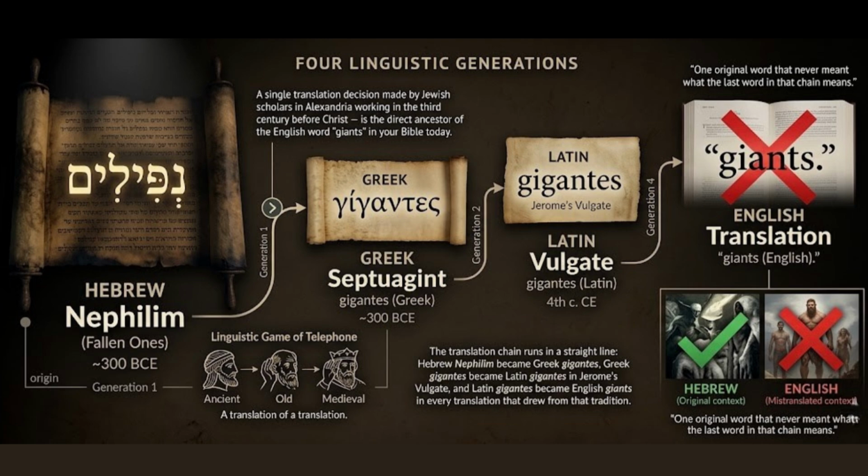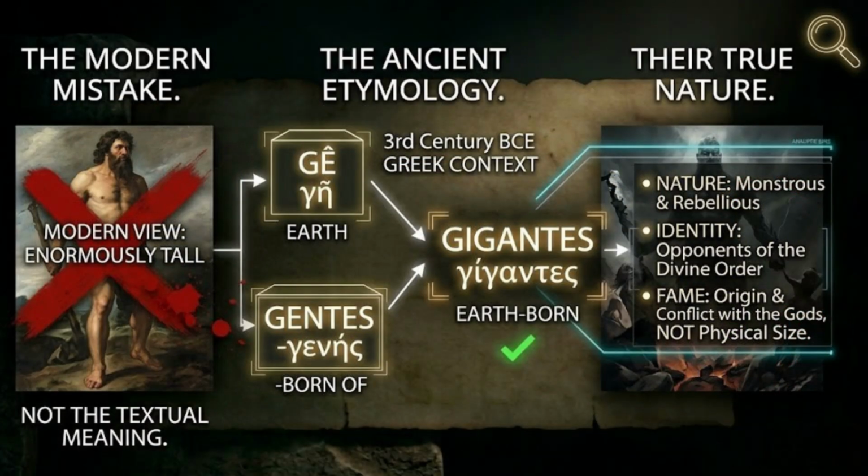The translation chain runs in a straight line. Hebrew Nephilim became Greek gigantes. Greek gigantes became Latin gigantes in Jerome's Vulgate, and Latin gigantes became English giants in every translation that drew from that tradition. Four linguistic generations. One original word that never meant what the last word in that chain means. Now here is what makes this a forensic problem rather than just a translation curiosity.